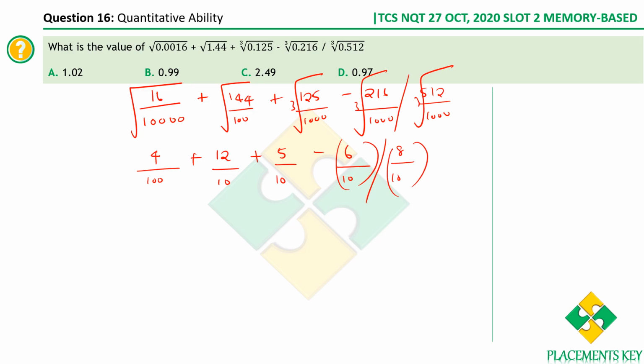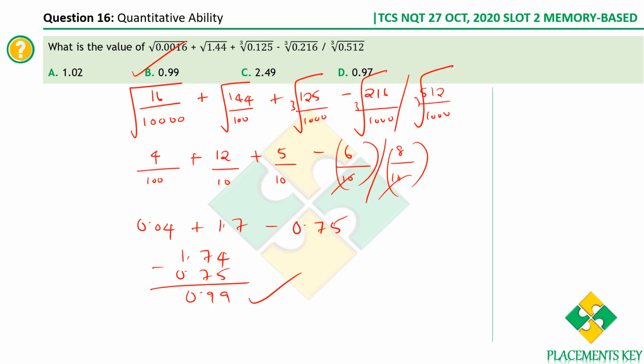Okay, what happens? 6 by 10 by 8 by 10, so the 10s cancel, so you get minus 6 by 8, right? So what is 4 by 100? It is 0.04, and then 12 plus 5, 17 by 10 is 1.7, minus 6 by 8 is 3 by 4, which is 0.75. So 0.04 plus 1.7 is 1.74, minus 0.75, so you get the value as 0.99, which is option B.